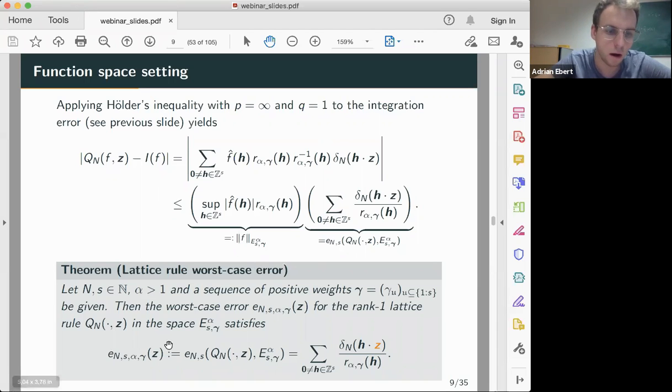Our worst case error of the lattice rule of generating vector z is exactly of this form here. And this form will reappear when we introduce the alternative quality measure in the previous slides. So the takeaway message at the moment is just that we could relate the integration error to the worst case error, and the worst case error can be expressed in this more concrete form here.